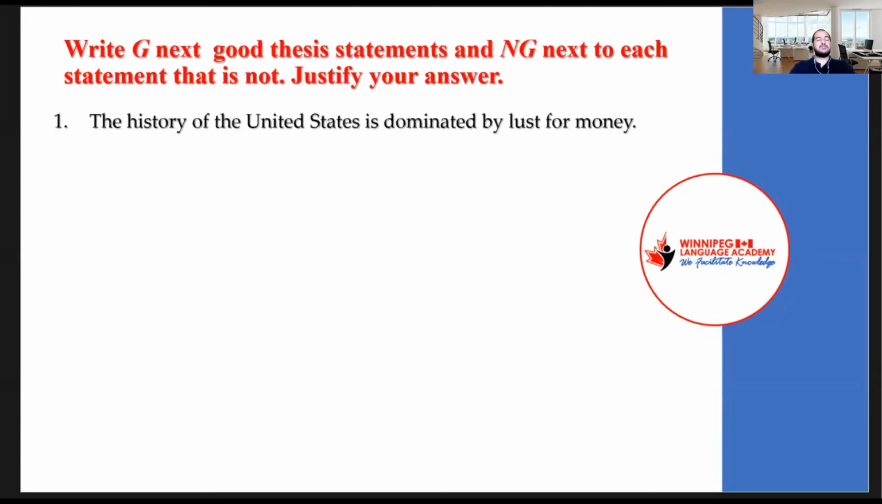In this case, this would be very, very broad. But generally speaking, I could say that the history of the United States is dominated by lust for money. Then I would tell you why I think that. And if it is an argument, that's perfect. If you're looking at it as a description, then this would be a different story. All right.